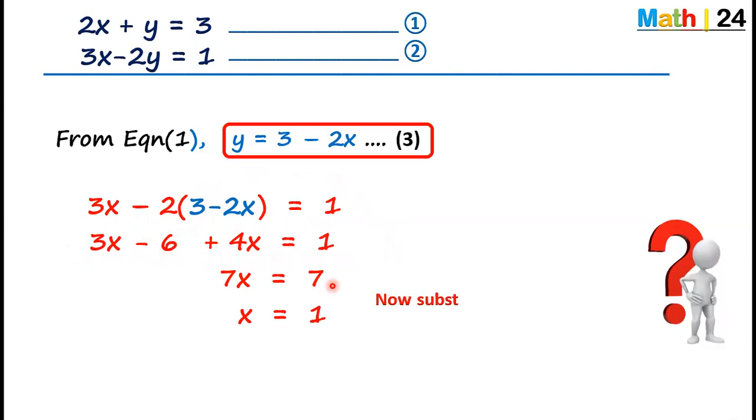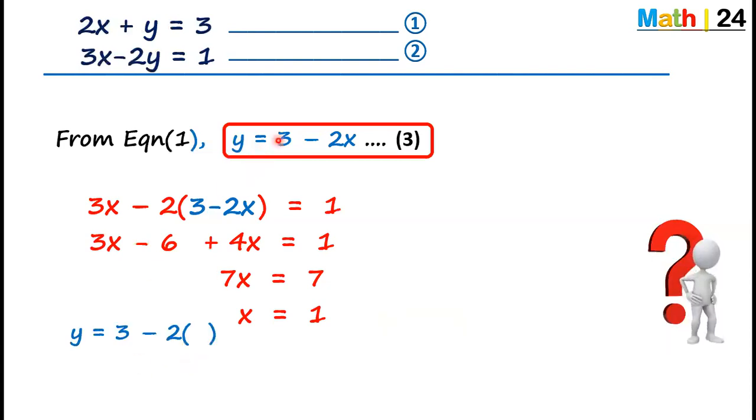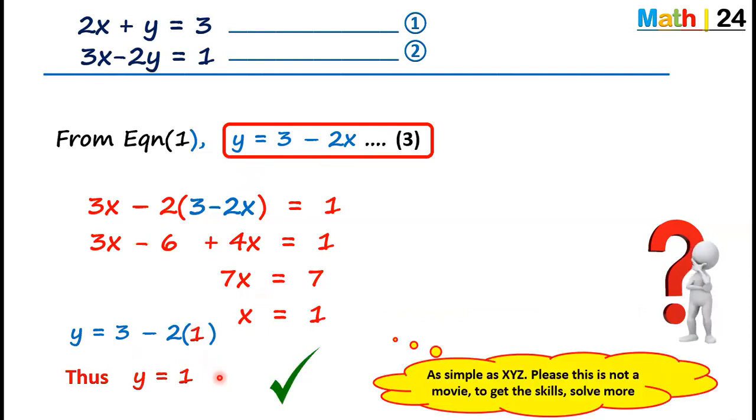We now substitute this value of x equals 1 in this equation 3 to find the value of y, or in any other equation. So this gives us y to be equal to 3 minus 2x, but my x is 1. So since x is equal to 1, we write 1 here. 3 minus 2 gives us 1. So y is equal to 1, and our x is equal to 1. Simple, also as x, y, z.